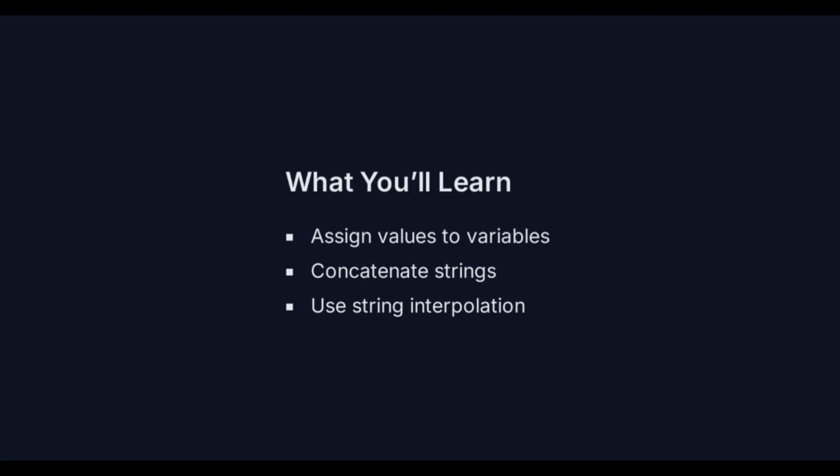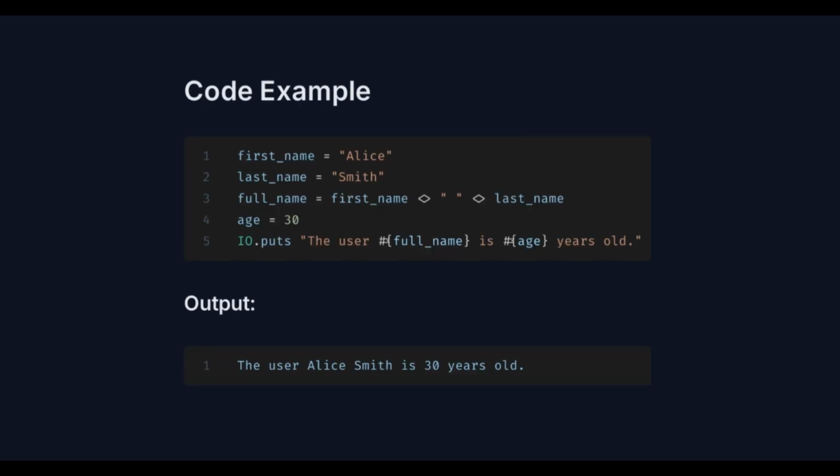In this lesson, you'll learn how to assign values to variables, concatenate strings, and use string interpolation in Elixir. These are foundational skills that will help you manage and manipulate data effectively in your Elixir programs. Let's dive right in. Now let's see an example of how to define and use variables in Elixir.